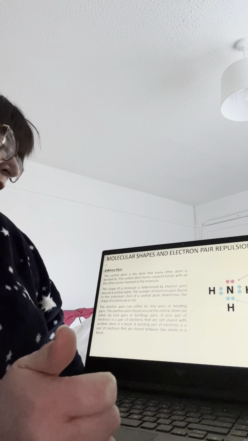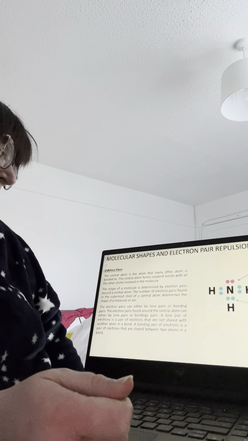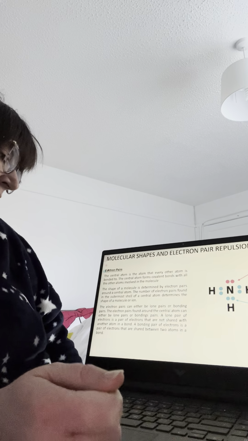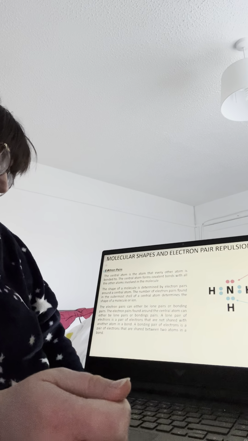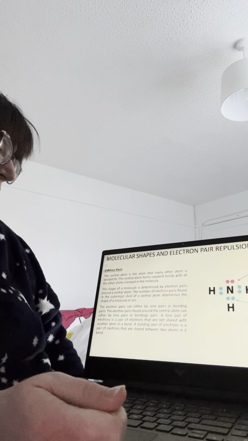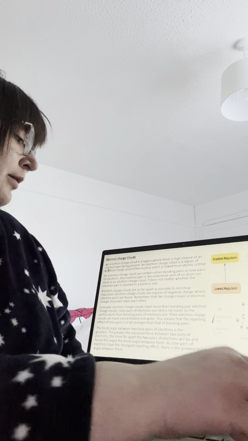The electron pairs found around the central atom can be either lone pairs or bonding pairs. A lone pair is a pair of electrons that are not shared with another atom in a bond. A bonding pair of electrons is a pair of electrons that are shared between the 2 atoms in the bond, which is demonstrated by the diagram here.